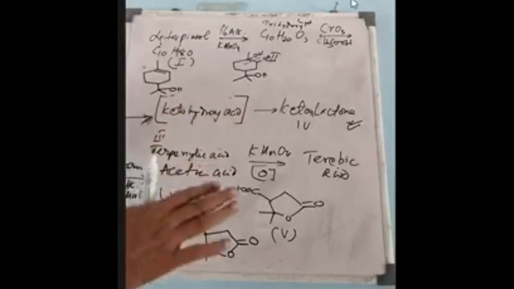Again, we said that on warming with potassium permanganate it gave acetic acid plus terpinylic acid, that is C8H12O4, compound five. Formation of acetic acid by this reaction is a confirmation that the compound contains the methyl ketone. And this is the general reaction. Wherever compounds of this type are present, if they are treated with alkaline potassium permanganate, then always acetic acid is produced.